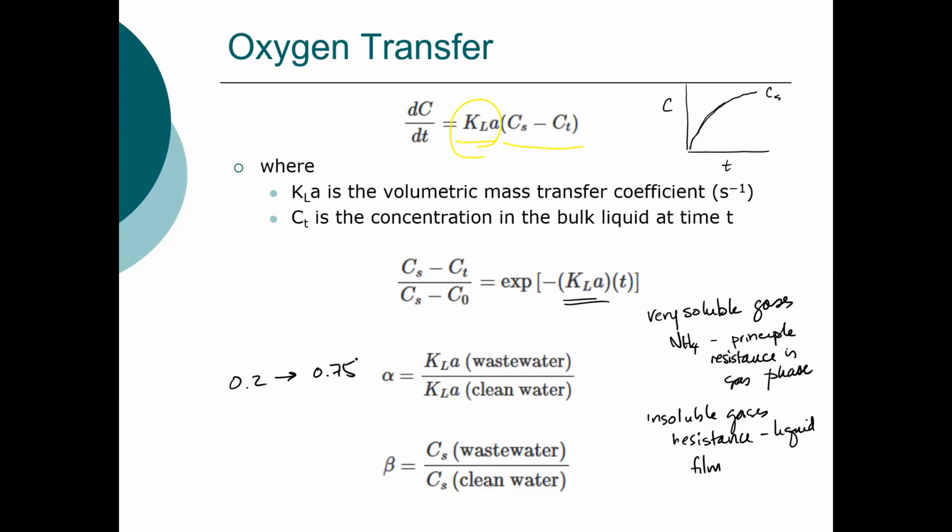Beta relates to the solubility, and the solubility will typically decrease in your natural water or in your wastewater. These beta values range from about 0.7 to about 0.98, and for wastewater it's about 0.95. Now, the higher the concentration of dissolved solids, the greater the value of beta. So beta increases as the total dissolved solids increase.